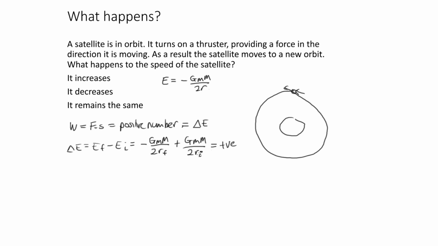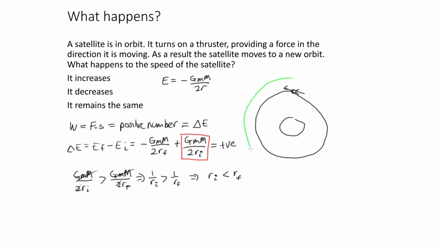So if this is positive, then it means that this term here must be larger than this other term here. So we can write GMm over 2RI is greater than GMm over 2RF. Now almost everything here cancels out. That occurs on both sides. This occurs on both sides, which tells us that 1 over RI is greater than 1 over RF, which in turn tells us that RI must be less than RF. So physically, this means that the final radius is greater than the initial radius. So it moves up to an orbit something like this. So here we've got RI and here we've got RF.